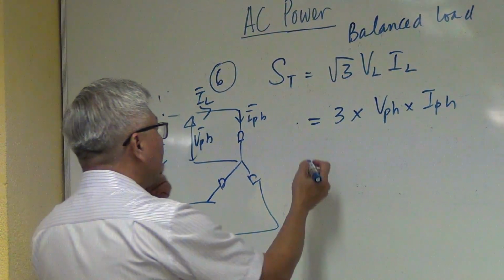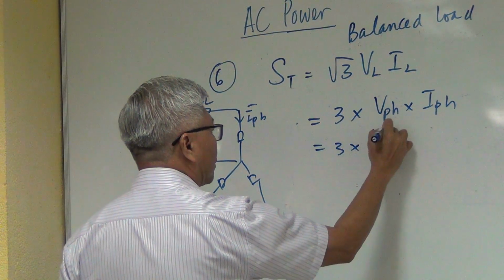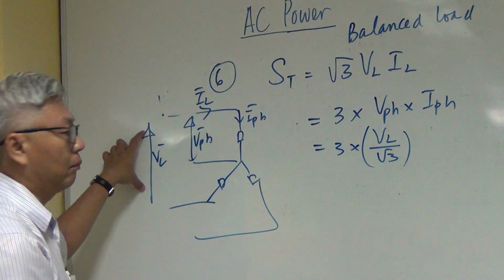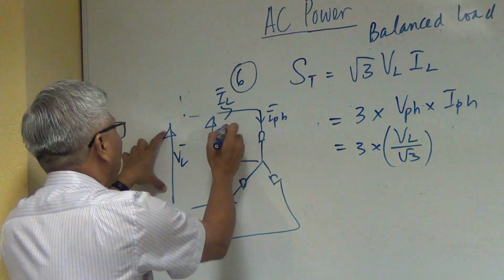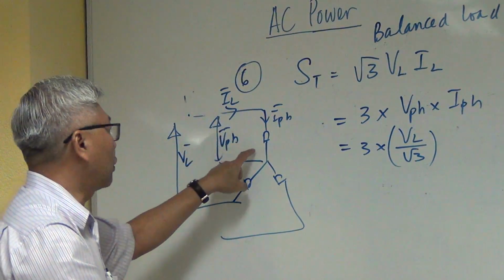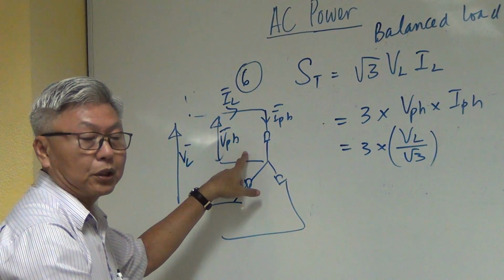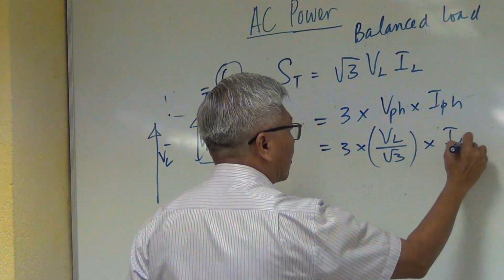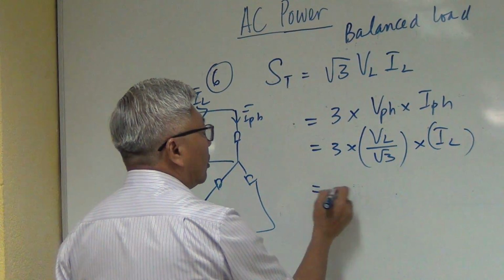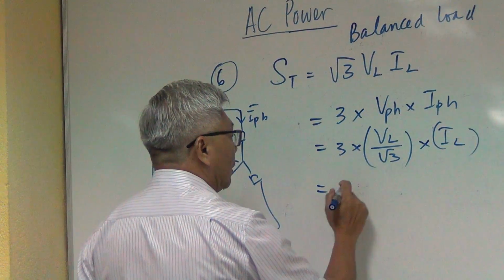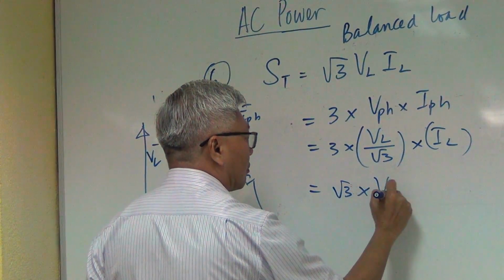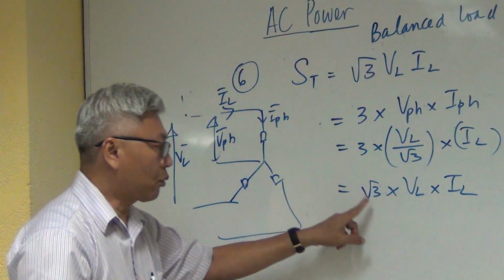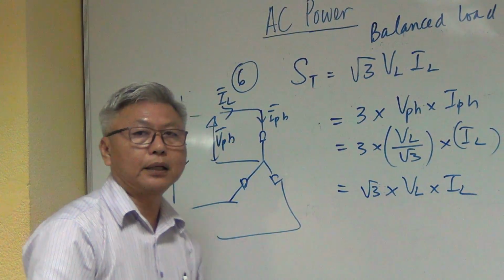Now for this star circuit, the phase voltage is the line voltage divided by square root 3. Can you remember? They are not the same. Line voltage and phase voltage are not the same. Phase voltage is line voltage divided by square root 3, whereas line current and phase current are the same. So 3 divided by square root 3 becomes square root 3. That's why the total apparent power can be square root 3 times line voltage multiplied by line current.